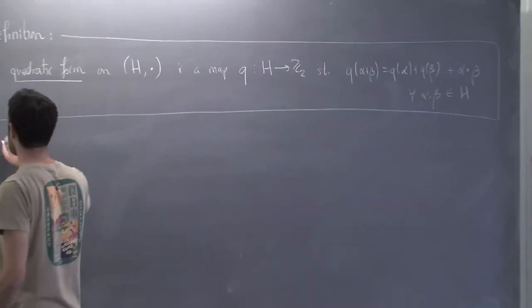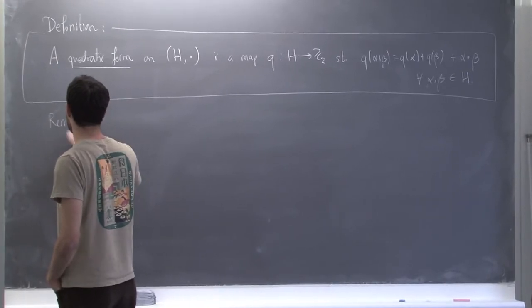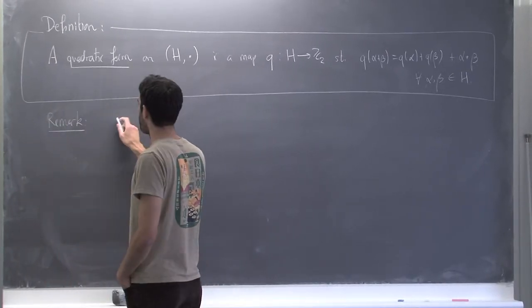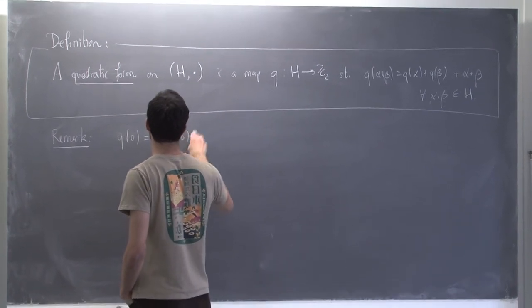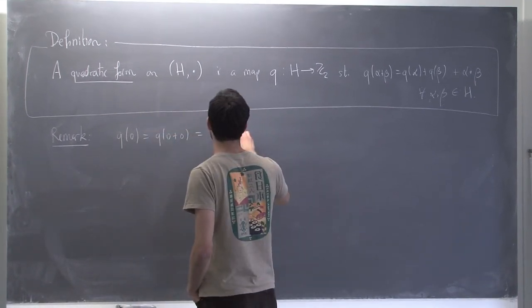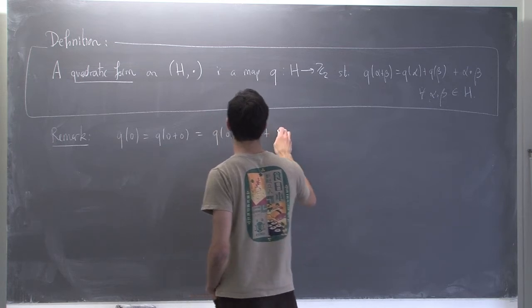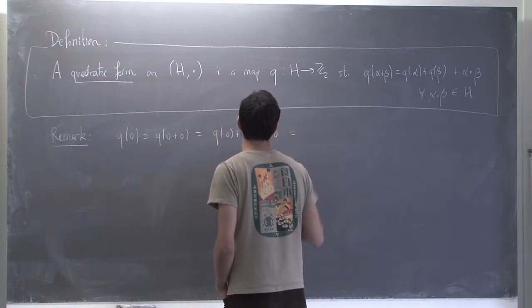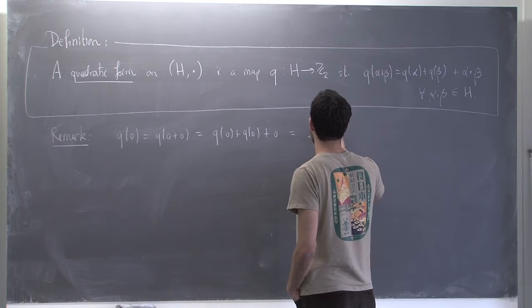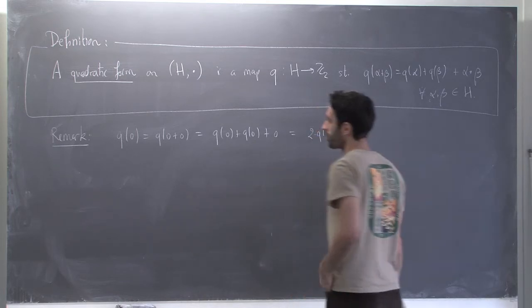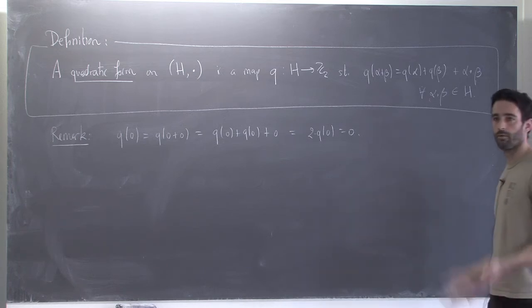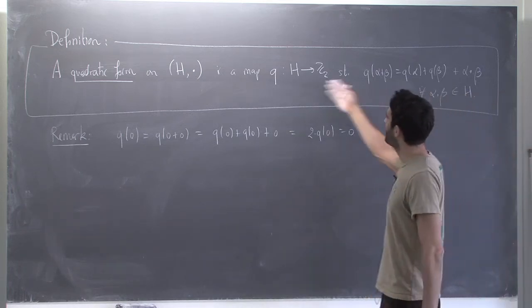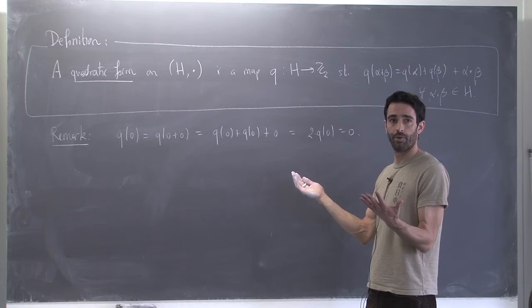Remark. If you look at Q of 0, this is Q of 0 plus 0. That is Q of 0 plus Q of 0 plus 0. And this is twice Q of 0. So this is 0. So a quadratic form will always send 0 to 0, but then for all the other, let's say, basis elements, you have some freedom.